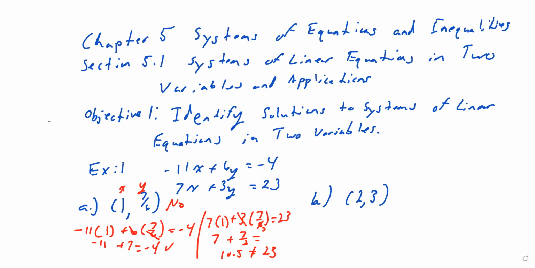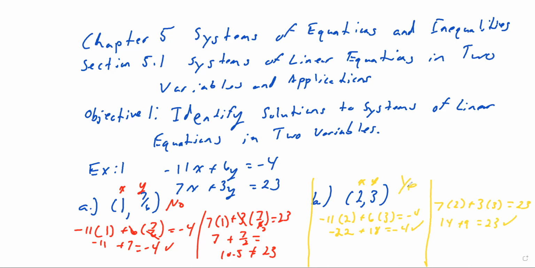So we're going to do the exact same thing to the other one. I'm going to take the first equation, negative 11, replace my x with a 2 this time, plus 6, replace my y with a 3, equals negative 4. 2 times negative 11 is negative 22. 6 times 3 is 18. Negative 22 plus 18 is negative 4, so that one worked. I'll check the second one. So 7 times 2 plus 3 times 3 equals 23. So 7 times 2 is 14. 3 times 3 is 9. 14 plus 9 is 23. So that does work out. So this would be a yes.